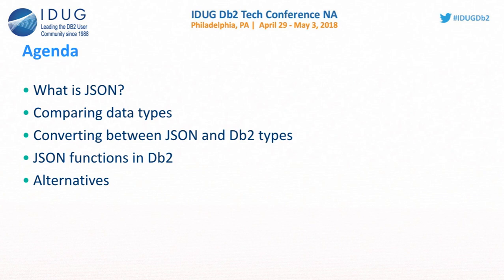Our objectives today are to take a quick look at what JSON is compared to what we've got with DB2. We're going to compare the data types between JSON and DB2. Take a look at the real meat of the presentation, which is converting JSON and DB2 data types, going both ways. We're trying to figure out how to get our DB2 information into a JSON message or a JSON object, and also back into DB2 from a JSON object. We'll take a look at the JSON functions that are available inside DB2. And then we'll take a quick look at alternatives and hopefully have some time for questions.